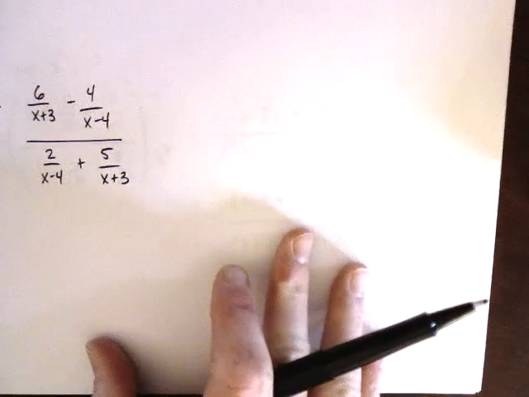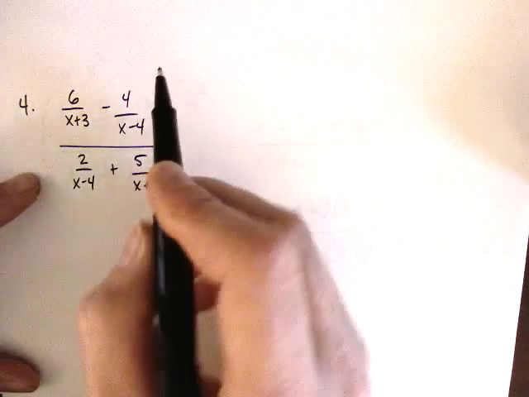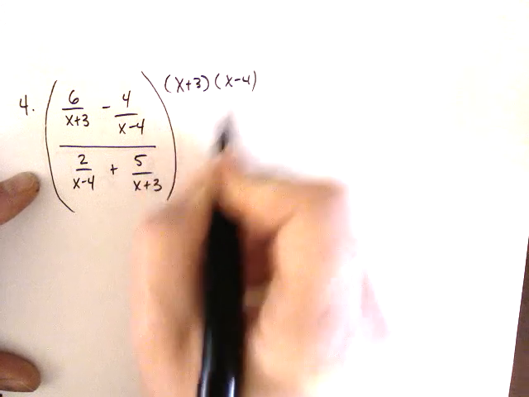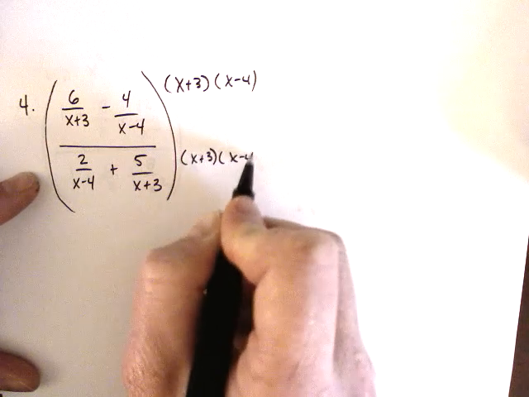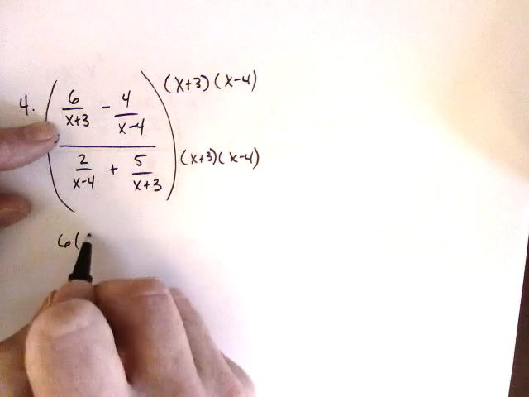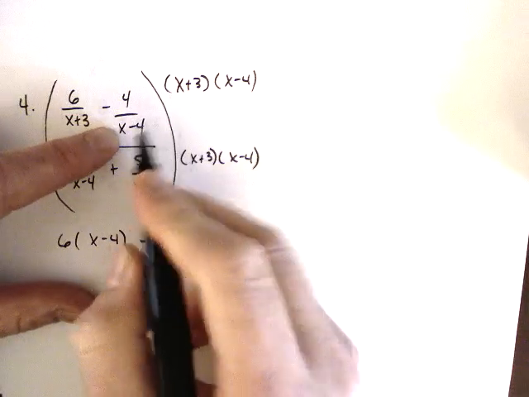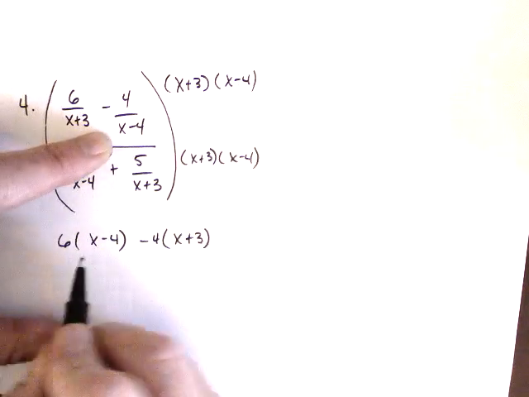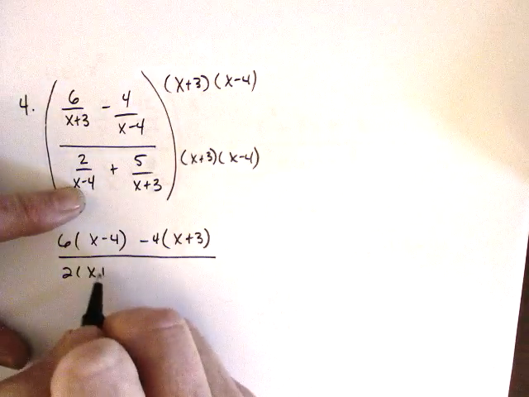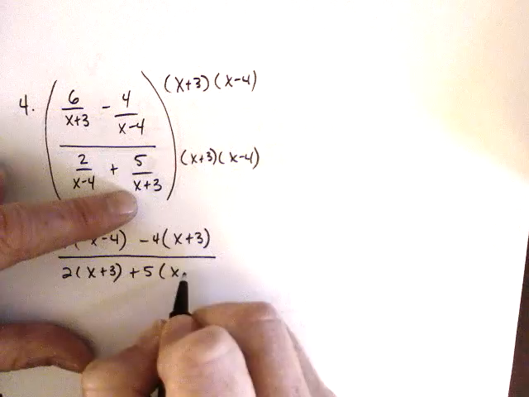Okay, let's go on to number 4. In number 4, all the denominators include either an x plus 3 or an x minus 4, so we will use that to multiply through. Okay, so when we multiply this first term, the x plus 3 cancels, so we're left with 6 times x minus 4, minus 4 times x plus 3, because these x plus 3's cancel, divided by 2 times the x minus 4's cancel, so we have to keep the x plus 3, plus 5 times the x plus 3 cancels, so we have to keep the x minus 4.